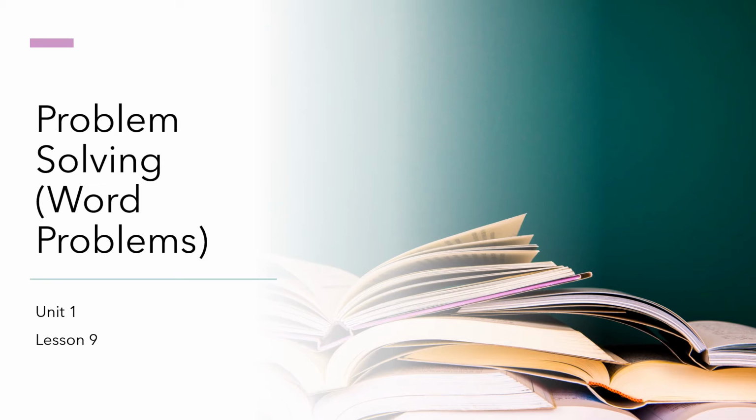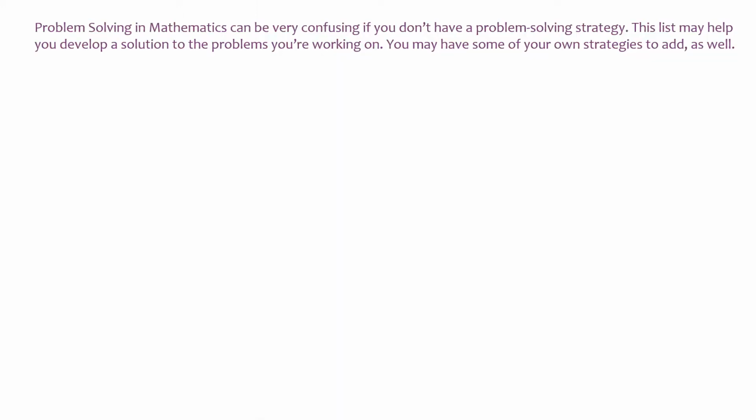This is our last lesson for Unit 1. It's problem solving, which means we're going to have to read word problems, real world problems, and try to solve them by reading carefully and slowly. Problem solving in mathematics can be very confusing if you don't have a strategy.